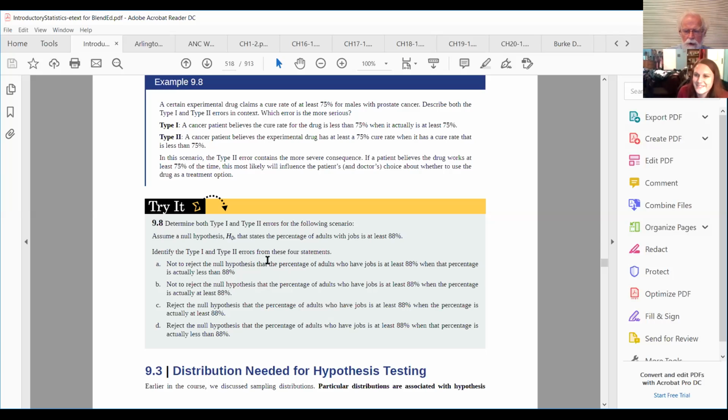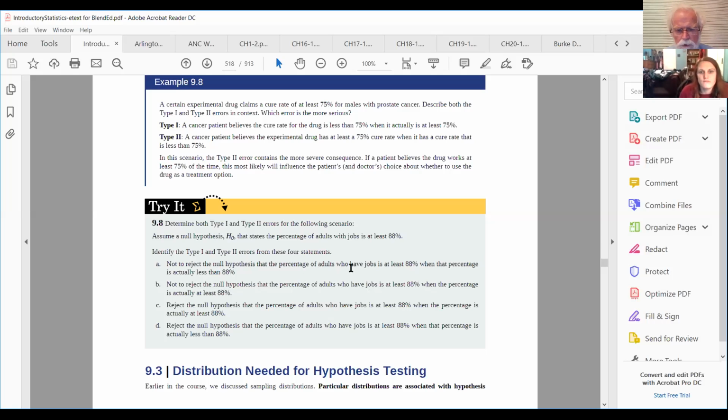Let's talk about these sequentially. Okay. Not to reject that null hypothesis means accepting it, that the percentage of adults who have jobs is at least 88%, when it is actually at least that much. That's not an error. You're not rejecting a true value. In this first one, you are not rejecting a false value.